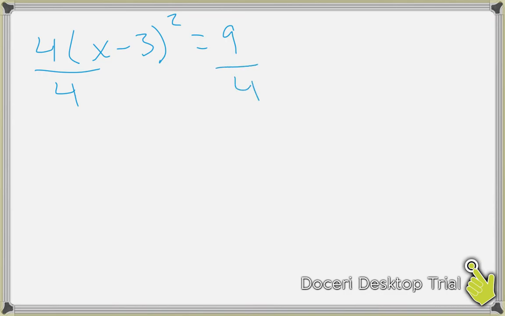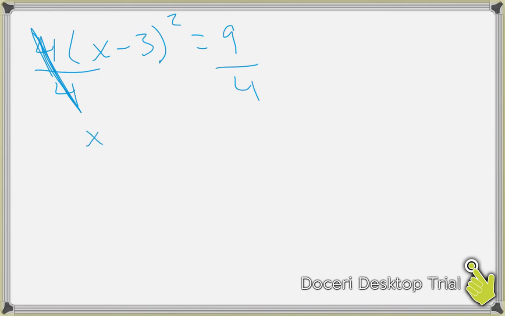Let's try the next one. This one's a little trickier. So let's take our time. Let's talk about it. 4 parentheses x minus 3 squared is equal to 9. We got to get rid of that 4 first. We got to get the parentheses by themselves before we can take the square root. So we divide by 4. Now you're going to be tempted to type that into a calculator. Don't. Just leave it as 9 over 4.